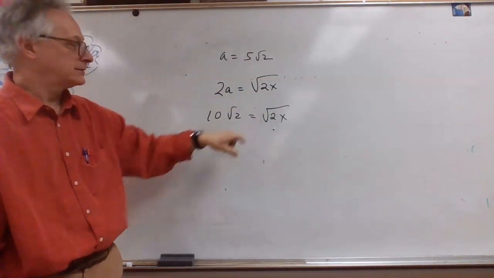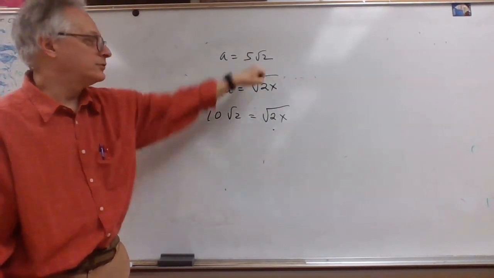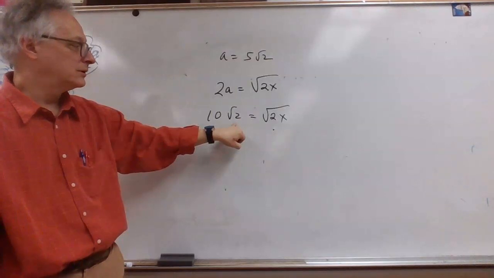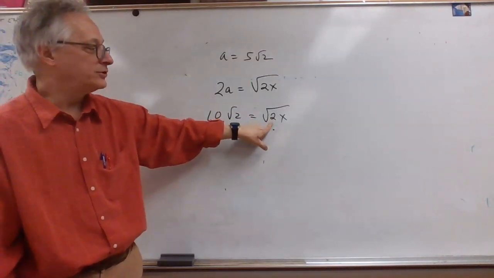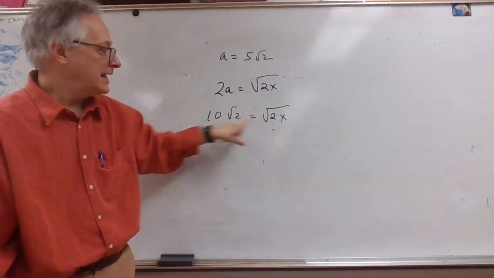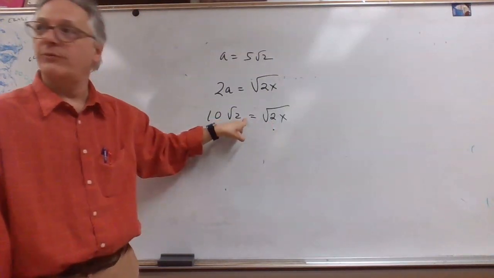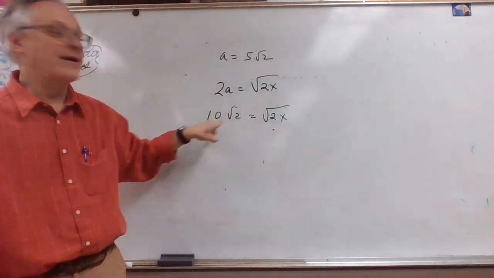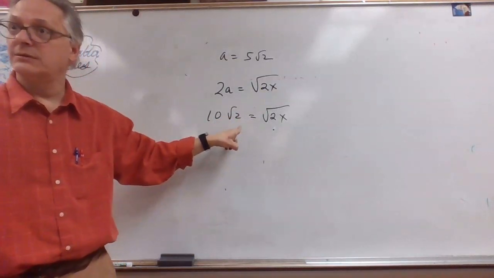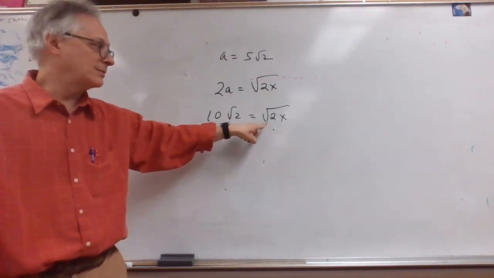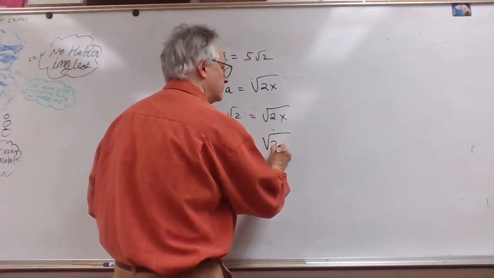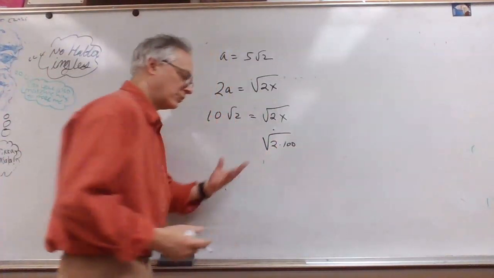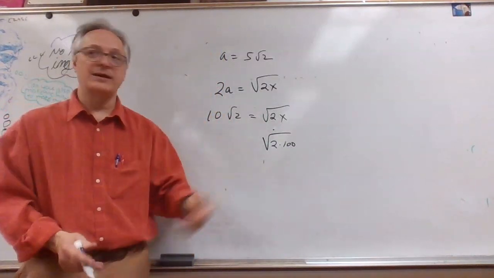To root 2x. So a is 5 root 2, so multiply by 2. I get 10 times the root of 2. Square root of 2 is already under the radical, and I want to bring 10 under the radical. So I have to bring 100 under the radical. So when it comes out, it'll come out as a 10. So you'll have 2 times 100, or the square root of 200, which is 10 times the square root of 2.